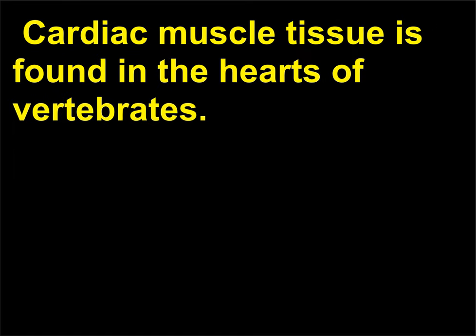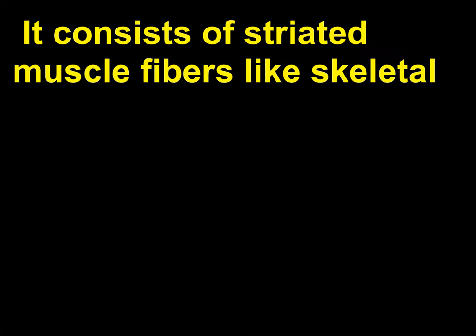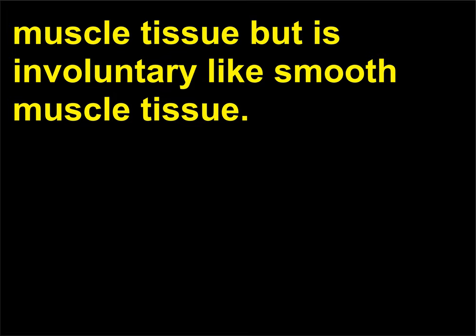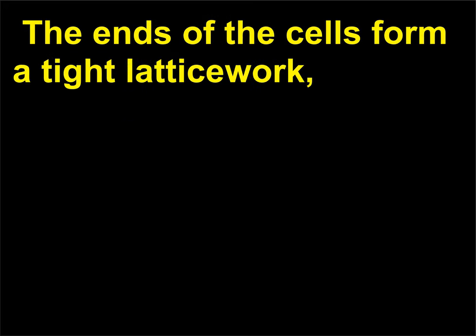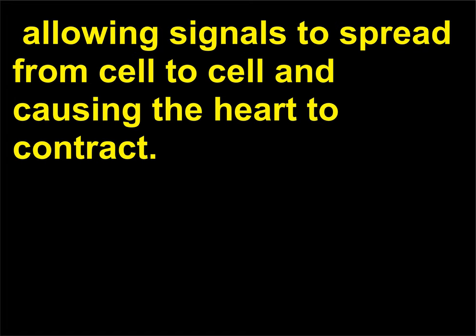Cardiac muscle tissue is found in the hearts of vertebrates. It consists of striated muscle fibers like skeletal muscle tissue but is involuntary like smooth muscle tissue. The cardiac muscle tissue consists of small, interconnected cells, each with a single nucleus. The ends of the cells form a tight latticework, allowing signals to spread from cell to cell and causing the heart to contract.